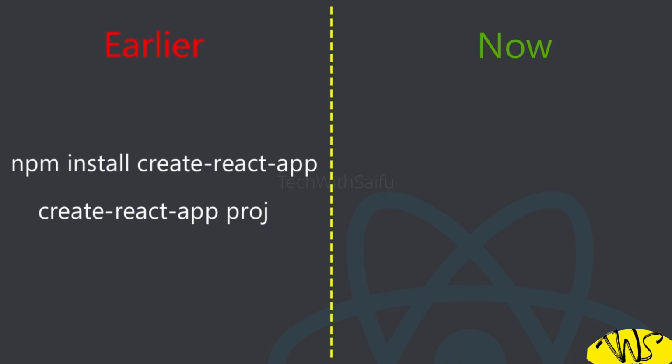How do we write it? We just say npx, then we write create-react-app. That means you don't need to install it. You don't need to install create-react-app in your system, and you just give the project name here, and this is going to create the React project for you.